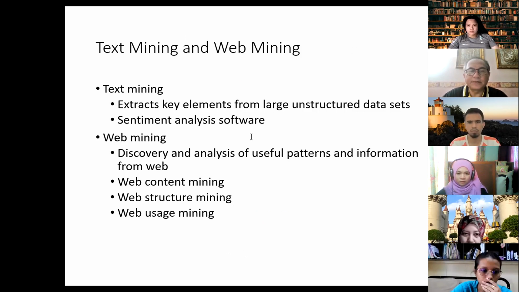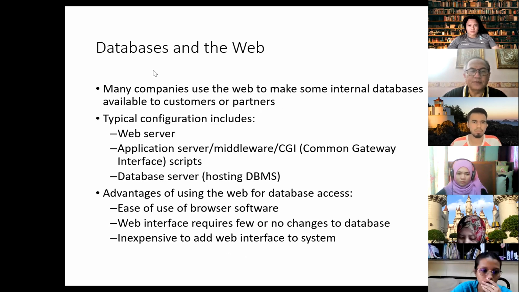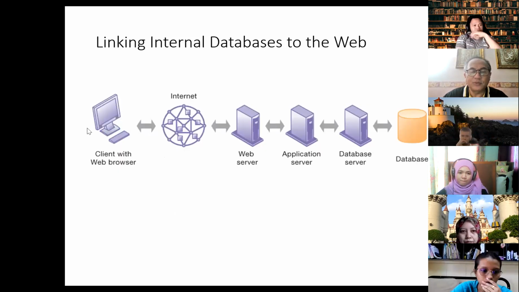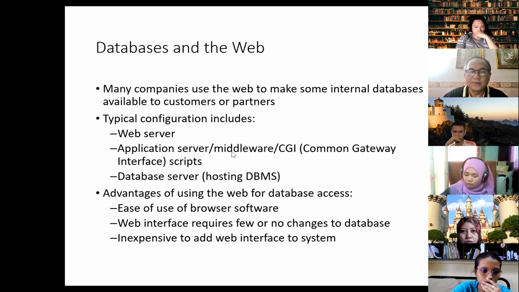Okay, besides that, database in the web. This is a typical configuration of database in the web. We have a client with a web browser accessing the internet, and of course we have a DNS server here. We have a web server, web application, and then a database server to access the database. So many companies use the web to make some internal databases available to customers and partners. So this is a typical configuration.